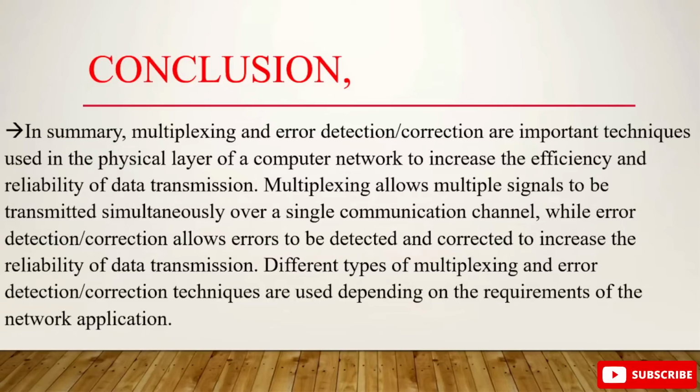Multiplexing allows multiple signals to be transmitted simultaneously over a single communication channel, while error detection or correction allows errors to be detected and corrected to increase the reliability of data transmission. Different types of multiplexing and error detection or correction techniques are used depending on the requirements of the network application.